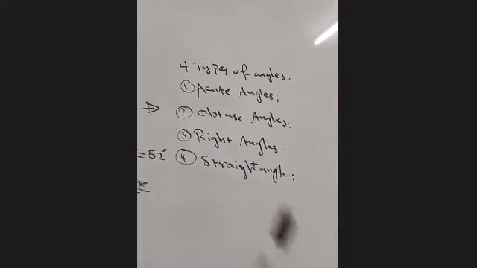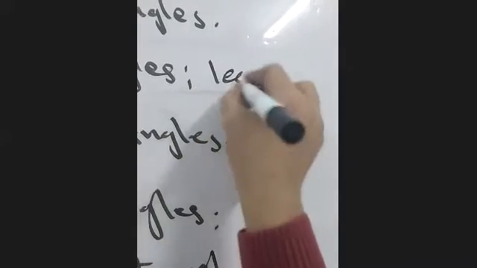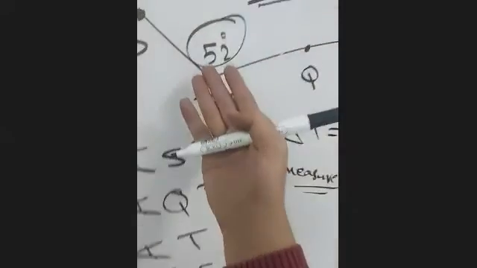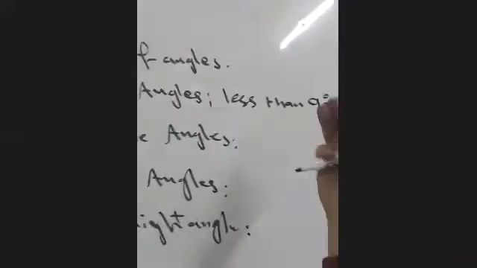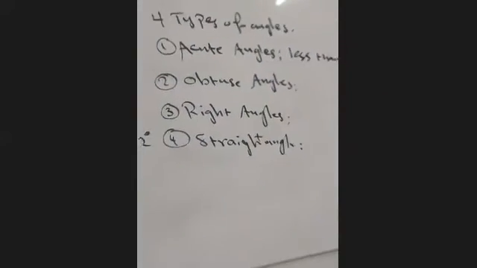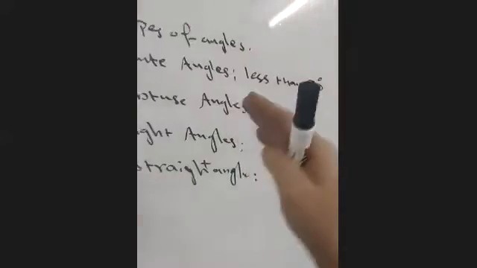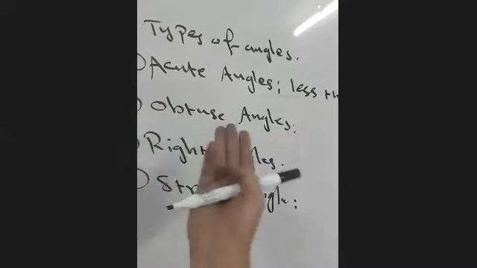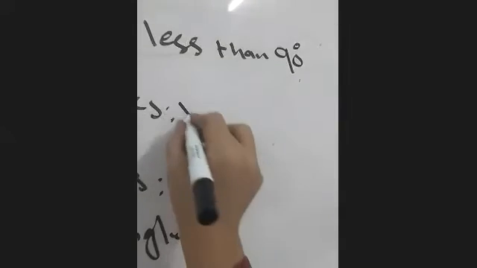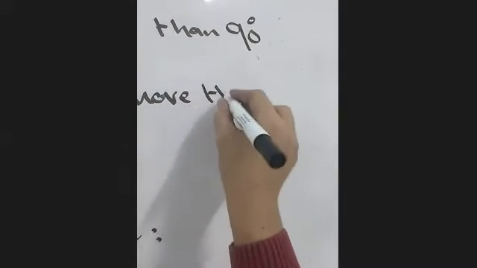Look, guys. Now the acute, when the measure is less than 90 degrees. For example, if angle T here is 52, we call it acute. Any angle less than 90, we call it an acute angle. You did that before. Any angle more than 90 and less than 180, we call it an obtuse angle.